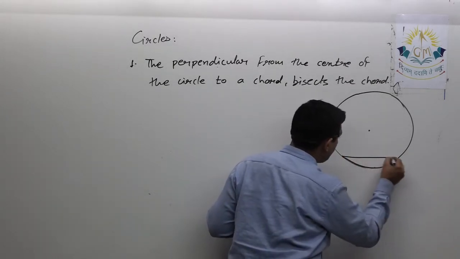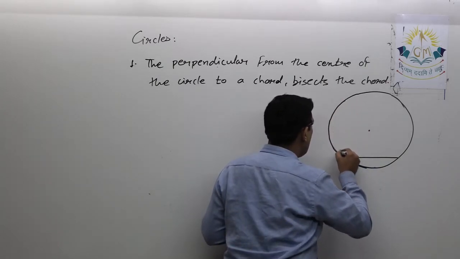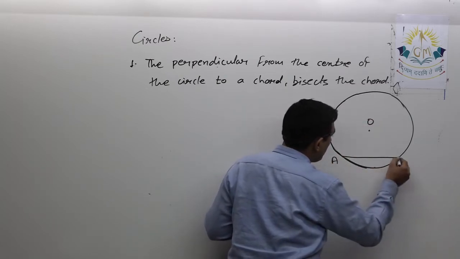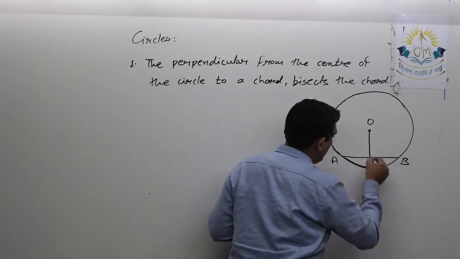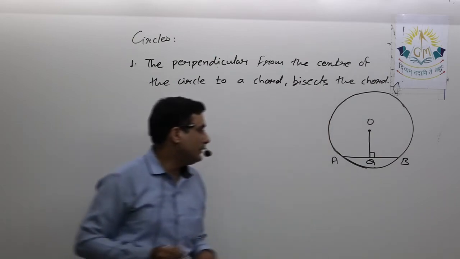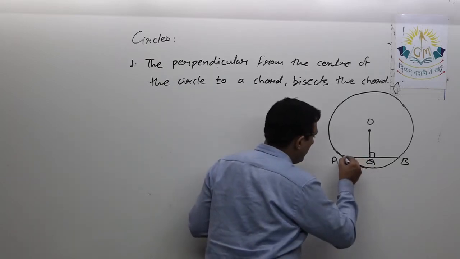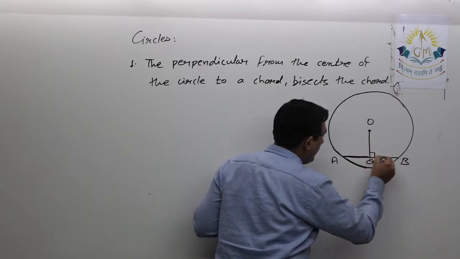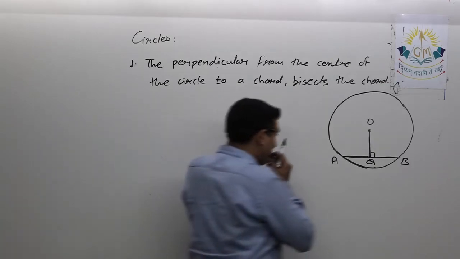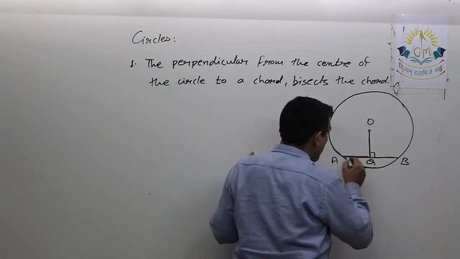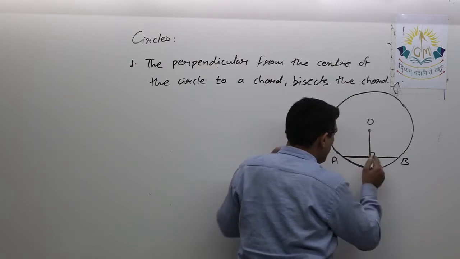That means if this is the circle with center O, and this is the chord AB, and I draw a perpendicular from the center to the chord, let the perpendicular be OQ, then AQ and QB will be equal, sorry, not AO and OB. If a perpendicular is drawn from the center of the circle to the chord, it will bisect the chord. That means over here I will get AQ is equal to QB.